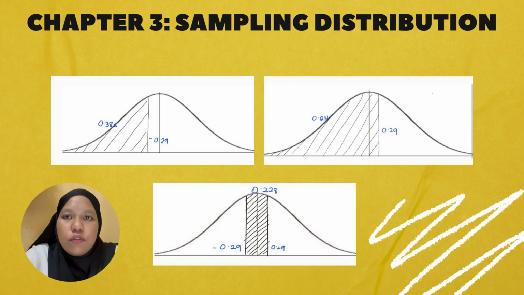This is a graph for the sampling distribution that we use. In the first graph we shade the left side because the z-value is negative 0.29. For the second graph we shade the left side because the z-value is 0.29. And the third graph we shade the area between, because this is the total value for the probability, which is 0.228.